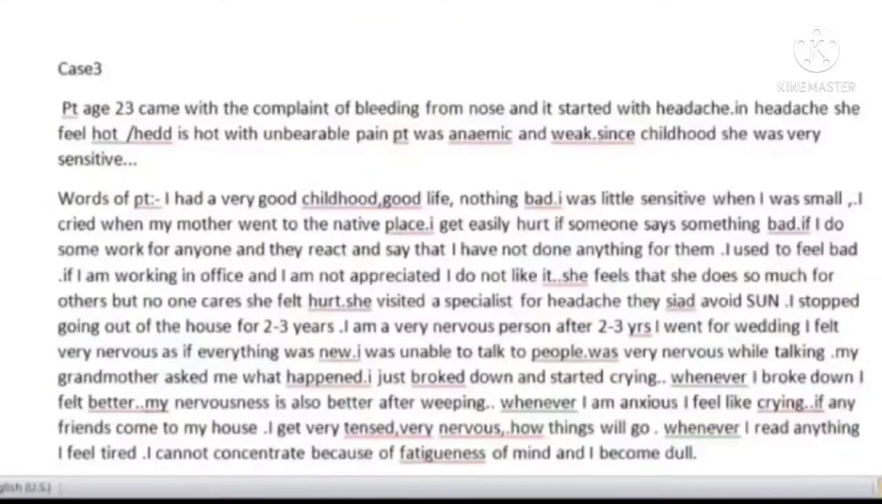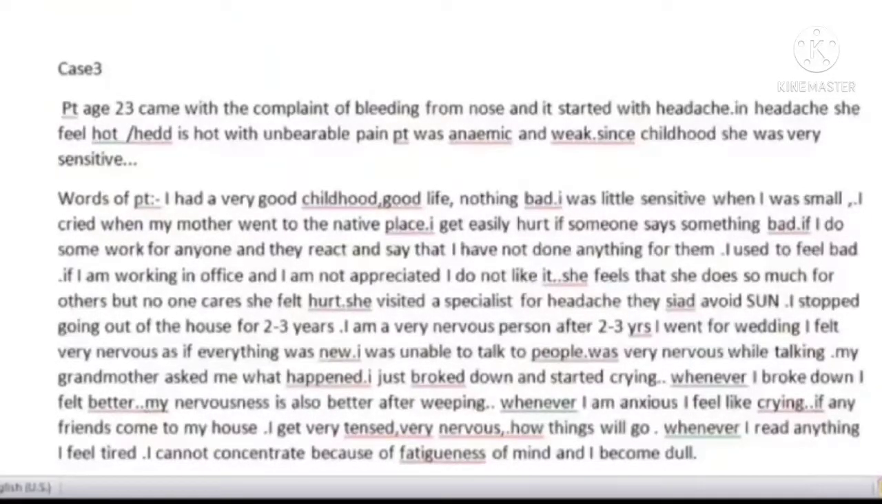And as a person, I am very nervous. After 2 to 3 years, I went for a wedding and I felt very nervous as if everything was new. I was unable to talk to people and was very nervous while talking. My grandmother asked me what had happened. I just broke down and I started crying. Whenever I break down like this, I feel better. My nervousness is also better after weeping. Whenever I'm anxious, I feel like crying.